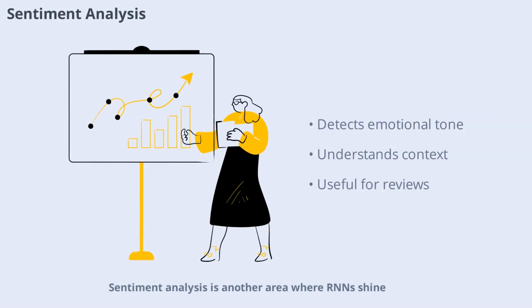Sentiment analysis is another area where RNNs shine. This task involves determining the emotional tone of a piece of text, such as whether a review is positive or negative. RNNs can analyze the sequence of words and understand subtle cues that indicate sentiment. For example, the phrase "not bad at all" has a positive meaning, even though it contains the word bad. By considering the context, RNNs can make more accurate predictions about sentiment, which is valuable for businesses and researchers alike.